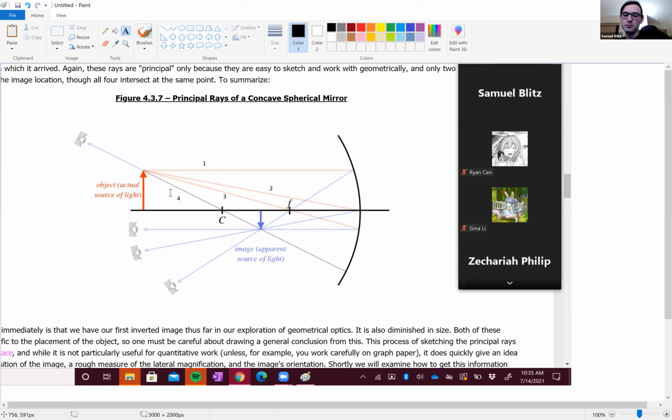To be clear, the order of the principal rays is not particularly significant. But the point is that they all have different descriptions. So the first principal ray you might describe as the incoming is parallel and the outgoing passes through the focal point. The second principal ray is the incoming hits the vertex, the outgoing reflects at the same angle. The third principal ray, you would say the incoming passes through the focal point and the outgoing reflects parallel to the optical axis. And then the fourth principal ray, the incoming passes through the center and the outgoing passes through the center. So it's those kinds of things that are useful. The ordering doesn't actually matter.